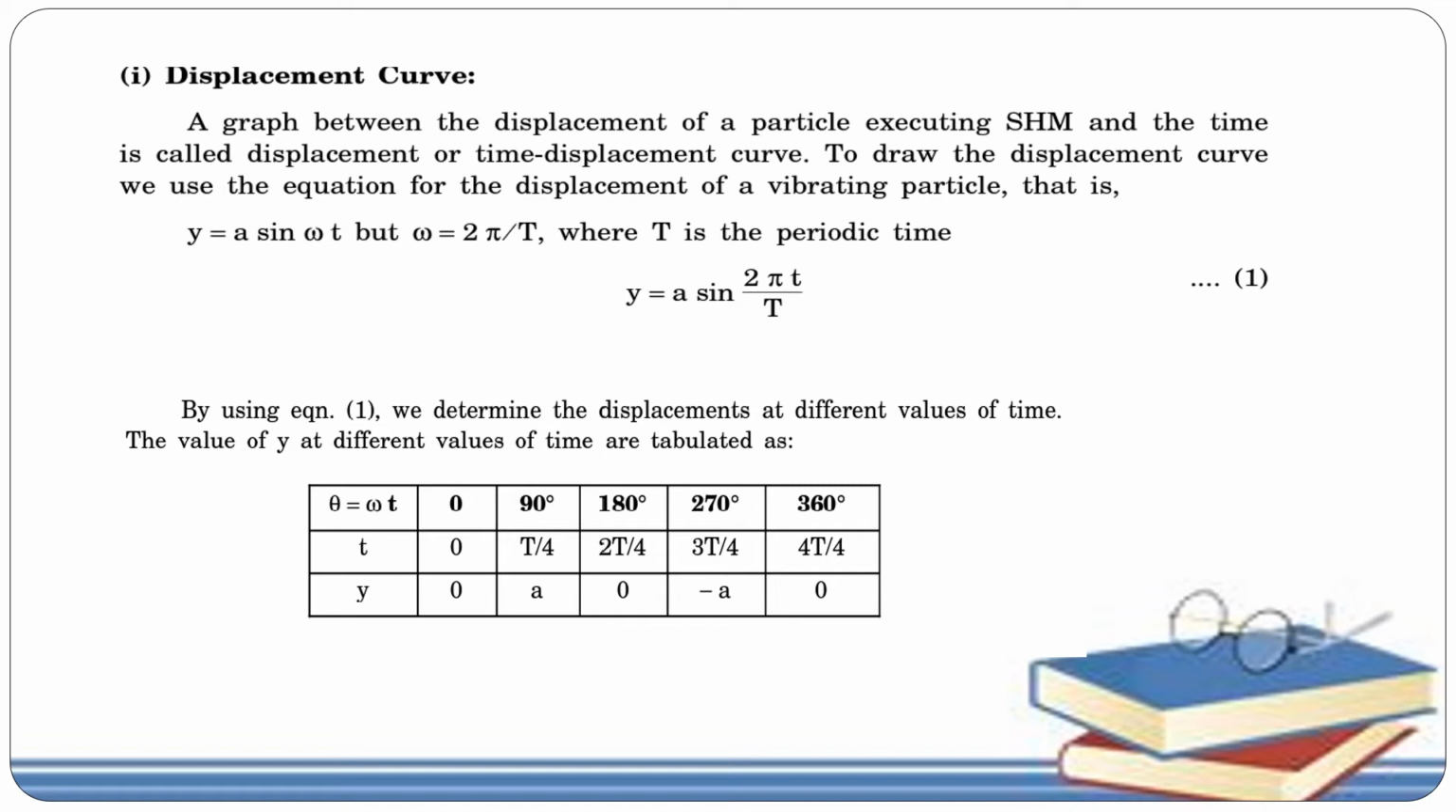See, in the tabular column we can see theta equal to omega t. Already we know that. For each angular value 0, 90 degree, 180 degree, 270 degree, 360 degree, we can measure the value of t, and from that we can measure the value of y. So t equal to 0 means y equal to 0. When t equal to T by 4, y equal to a. When t equal to 2T by 4, we get y equal to 0. Similarly, we can substitute t equal to 3T by 4, and we get y equal to minus a. Similarly, t equal to 4T by 4, the answer is y equal to 0.